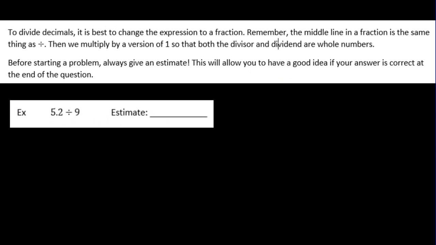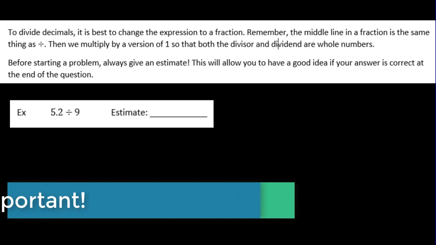To divide decimals, it is best to change the expression to a fraction. Remember that the middle line in a fraction is the same thing as the division sign. Then we multiply by a version of 1 so that both the divisor and dividend are whole numbers. But before starting a problem, always give an estimate. This will allow you to have a good idea if your answer is correct at the end of the question.